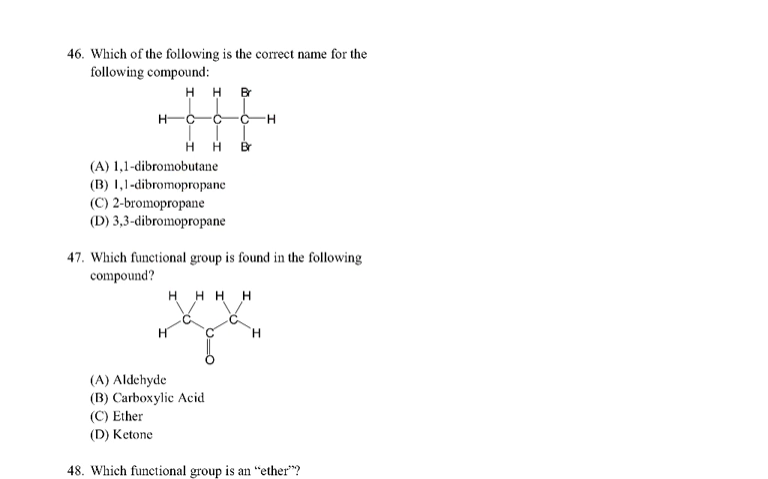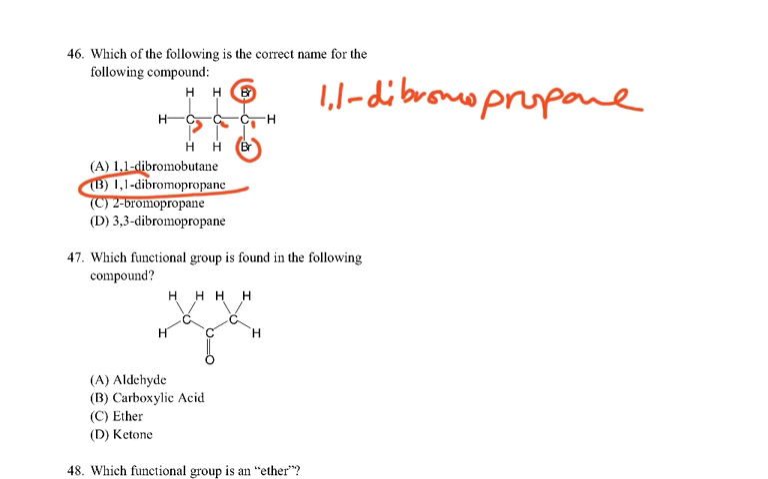Now which is the correct name for the following compound? Here I'm going to number these as 1, 2, and 3. I got 2 bromines on here, and 3 means propane. So this is going to be 1,1-dibromopropane. There's my answer right there.